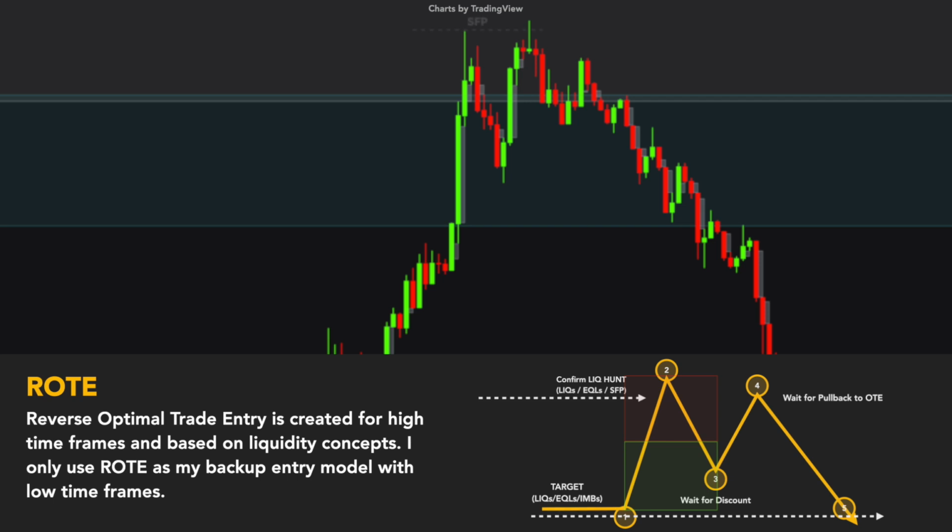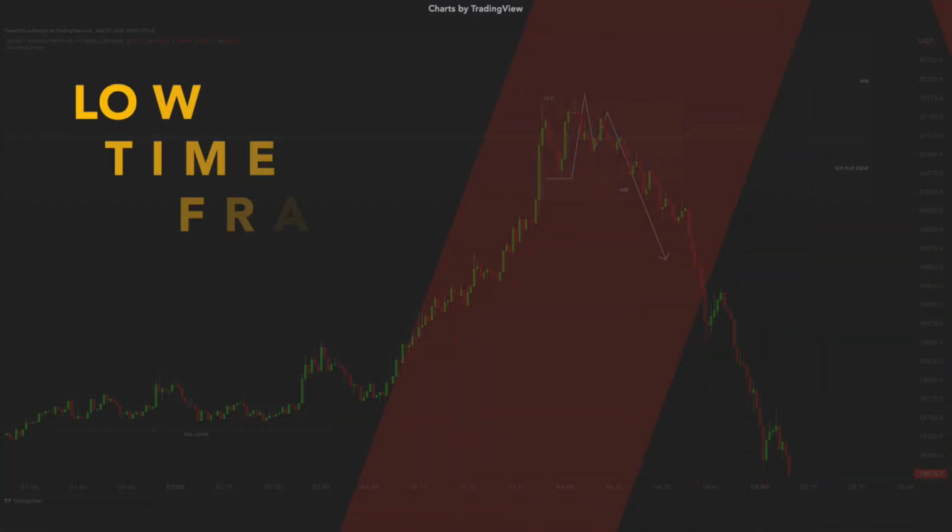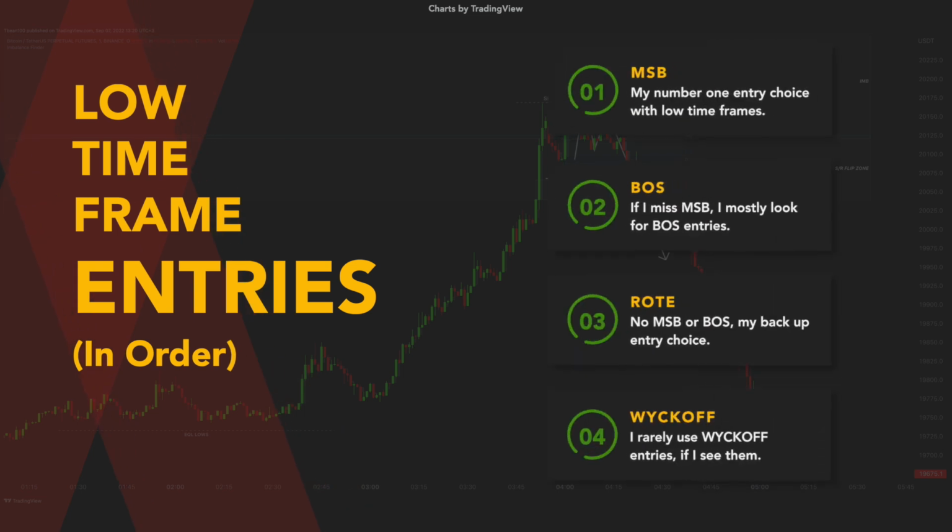First, notice the swing failure pattern here, very obvious. Then the imbalance with huntable swing low. Rest is an easy ROTE entry. I missed this entry, to be honest. I would like to warn you. ROTE is mostly designed for high time frames, not actually for low time frames as entries. My first choice is always finding a market structure break, MSB.